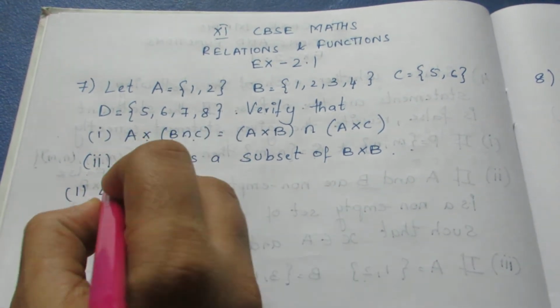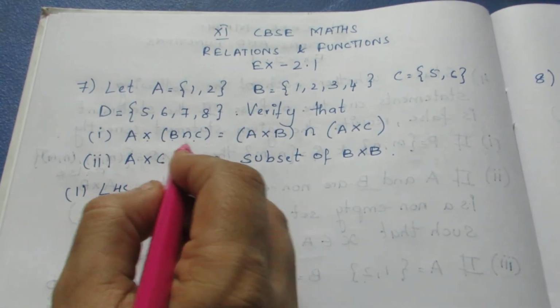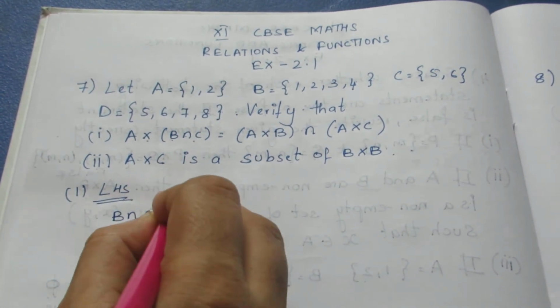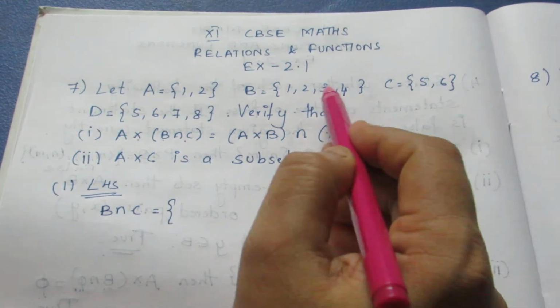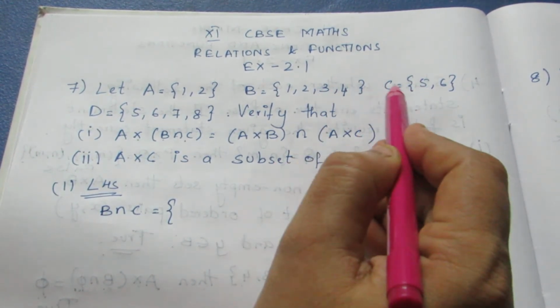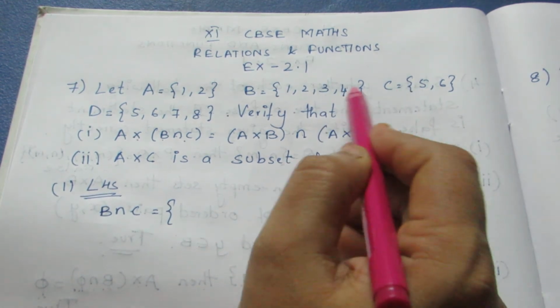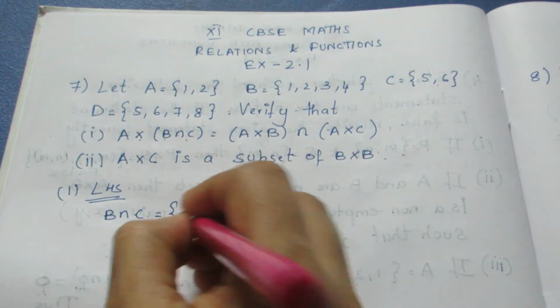For that I am going to take LHS. In LHS you know that we need to first do the bracket. Here the bracket is B intersection C. For B intersection C, the same elements will be the intersection. Here the answer is a null set. There is no same element in B and C, so it will become a null set.